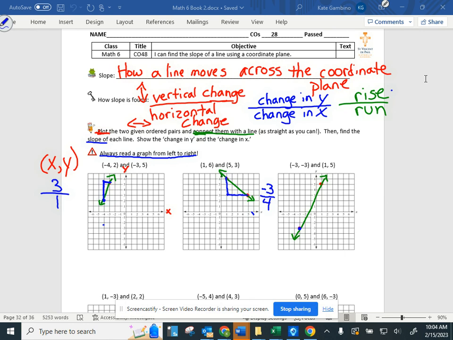So some of us are saying it's 8. Let's count up and see. 1, 2, 3, 4, 5, 6, 7, 8. Is it a +8 or a -8? Positive. Why is it a positive? It's going up. Because we went up. It's only a negative if we have to go down.